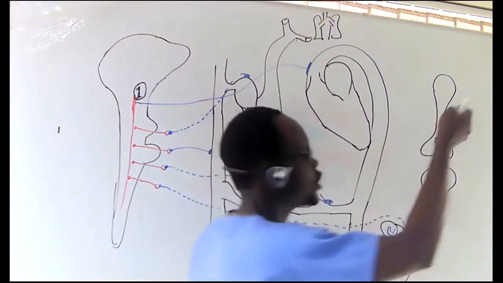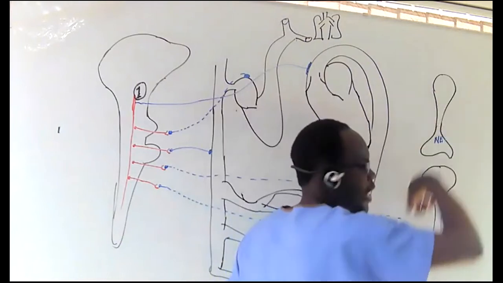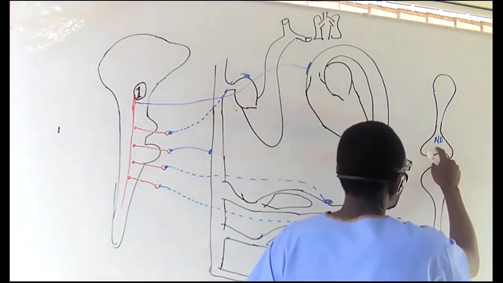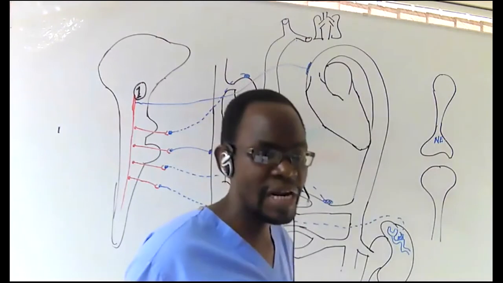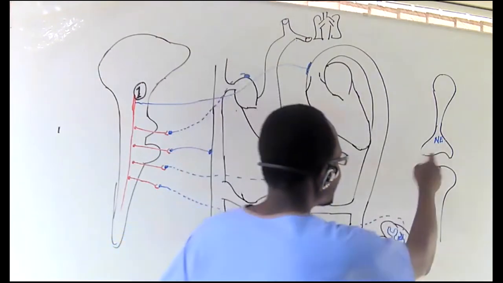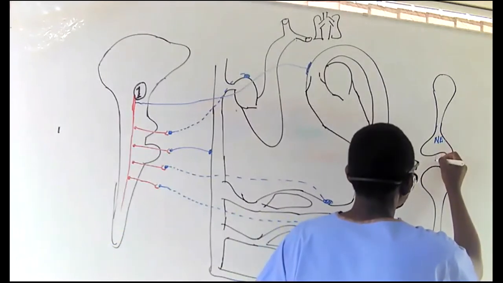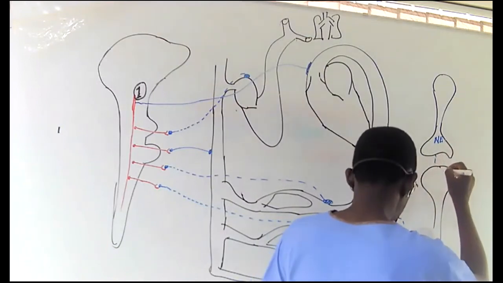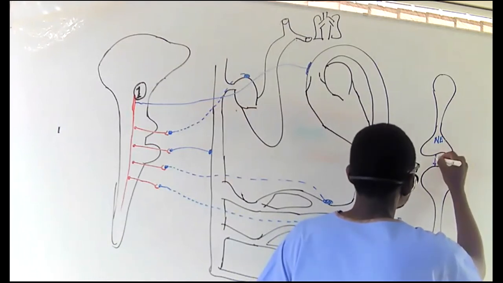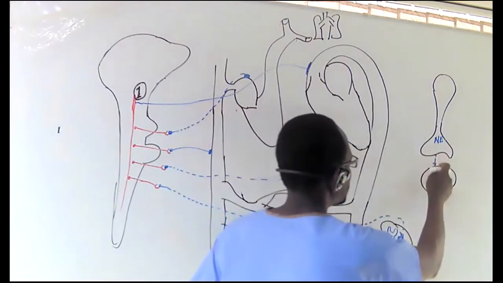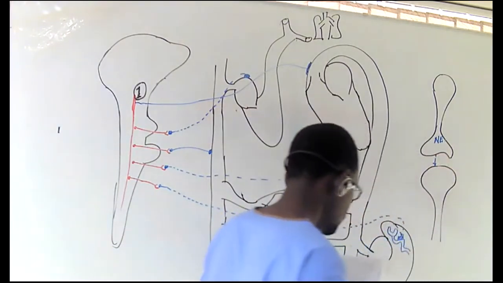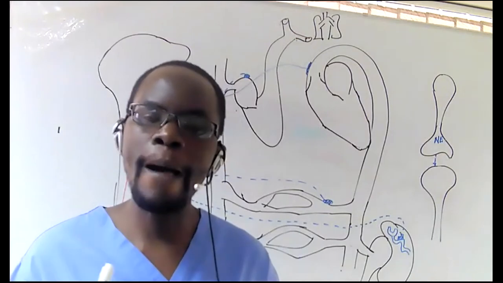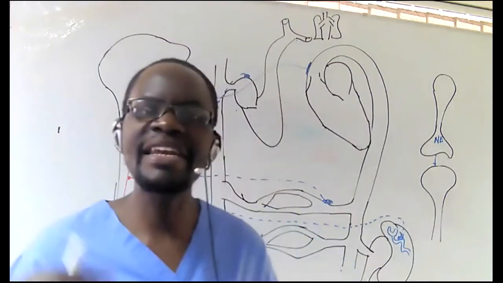So when there is an action potential, that's stimulation, what actually happens is that this presynaptic nerve ending releases norepinephrine. It is released to come and act on this postsynaptic neuron.